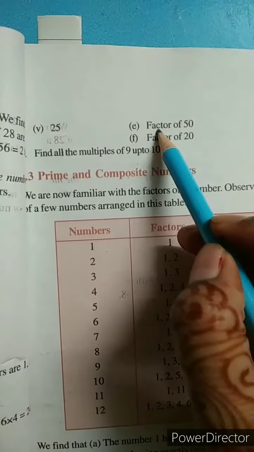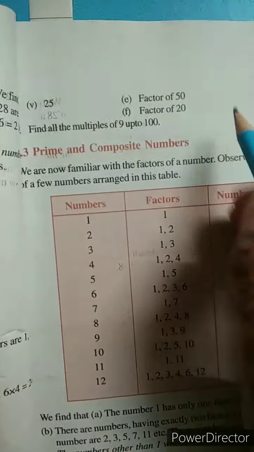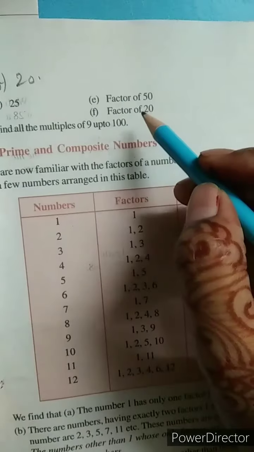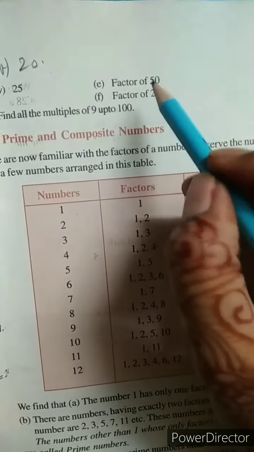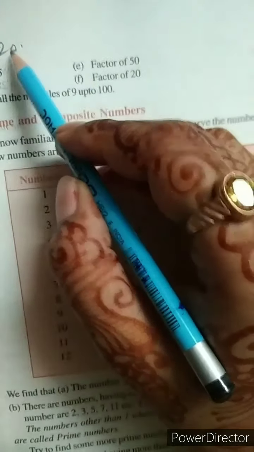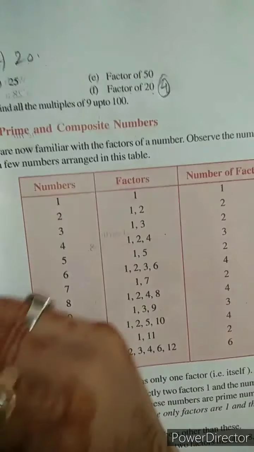Okay, here we have the remaining portion, factors of 50. Is 20, the fourth one, a factor of 50? No, we don't get it. Now the last is factor of 20. Yes, 20 is a factor of 20. That's why here is the fourth.